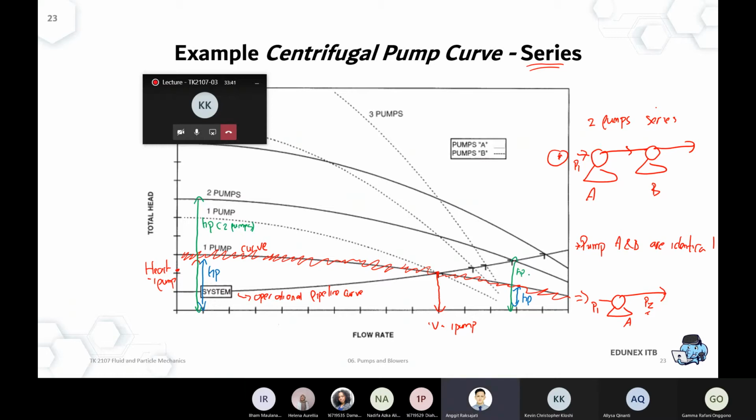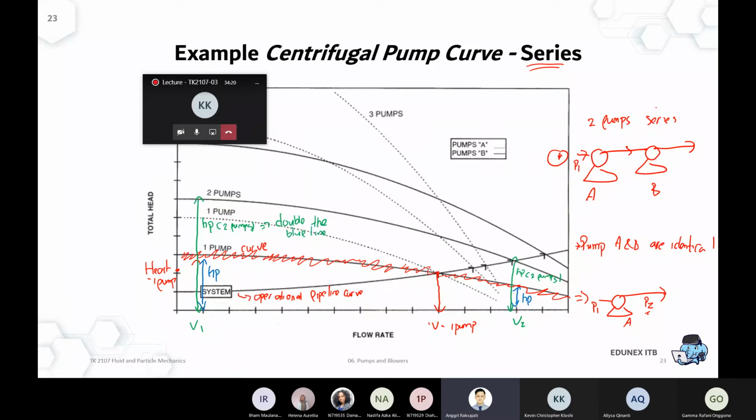What trends do you observe? At the same flow rate, what would happen? So let's say that's V1, let's say that's V2. Compare the blue line and the green line. Twice the total head, sir. It's even more precise than that. You can say that it will double the blue line, exactly double the blue line, to be precise.